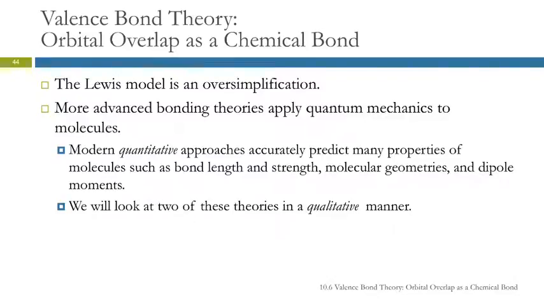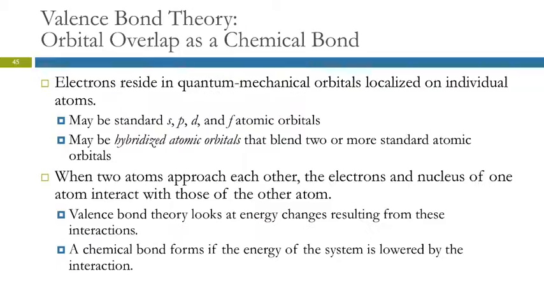Valence Bond Theory. The Lewis model is very nice and simple, but it's an oversimplification. And so more robust theories apply quantum mechanics. The quantitative approaches involve some really hairy math, but they're able to accurately predict lots of properties like bond length, bond strength, molecular geometries, dipole moments of molecules, all this great stuff. We're not going to look at the quantitative aspect of this. We're going to look at it in a qualitative manner. So we can be very thankful for that.